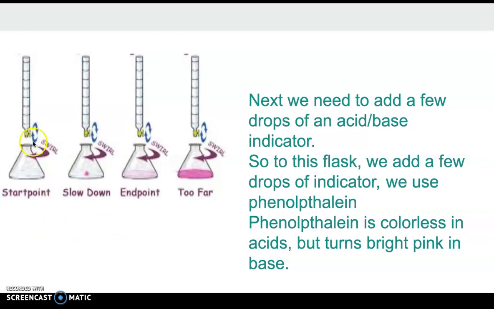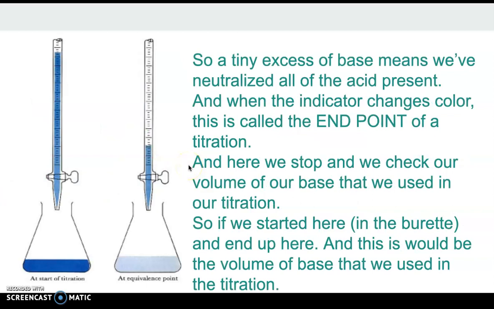Adding to the acid flask, we're going to add a few drops of indicator, and in this case, we're going to add phenolphthalein. I apologize if I'm not pronouncing that correctly. Phenolphthalein is colorless in acid, but it turns bright pink in a base. Our base is going to be in this burette, and we're going to keep adding small amounts until it turns a light pink. If it turns too pink, that means we have gone too far and added too much base. A tiny excess of base means we've neutralized all of the acid present.